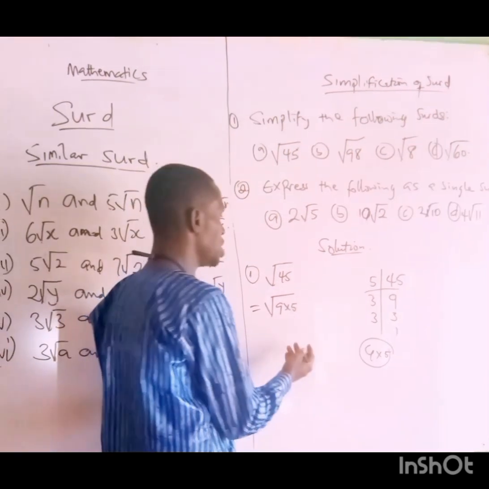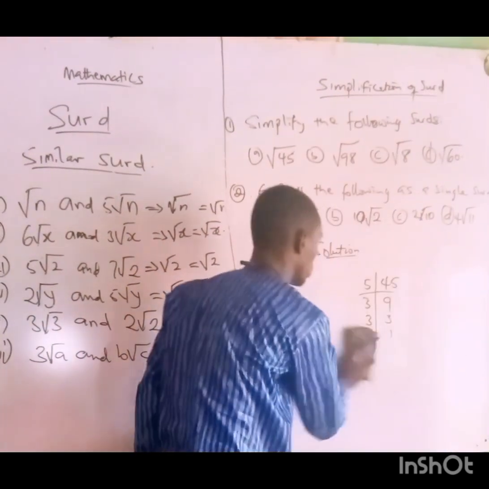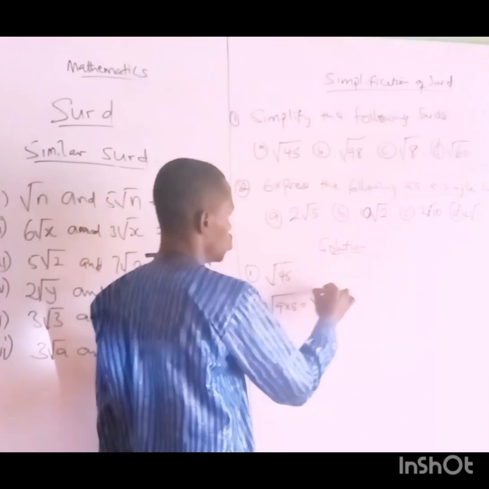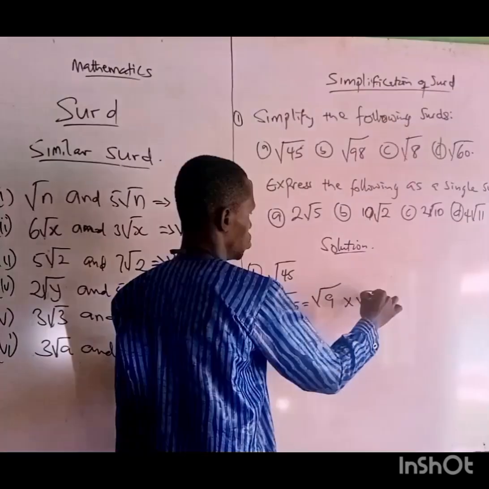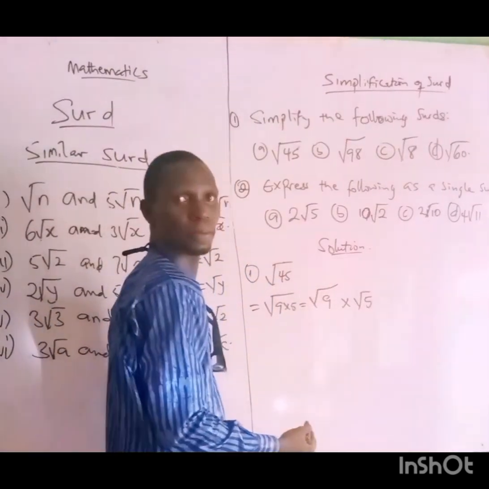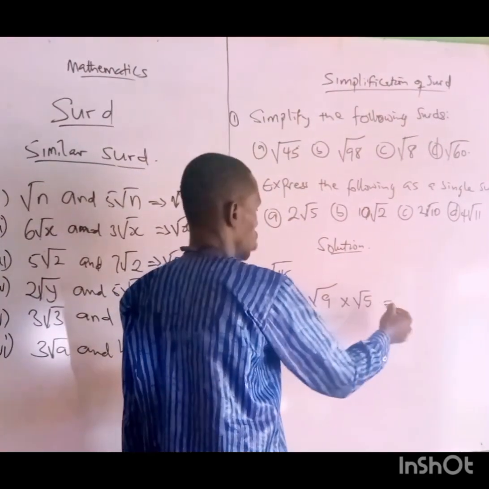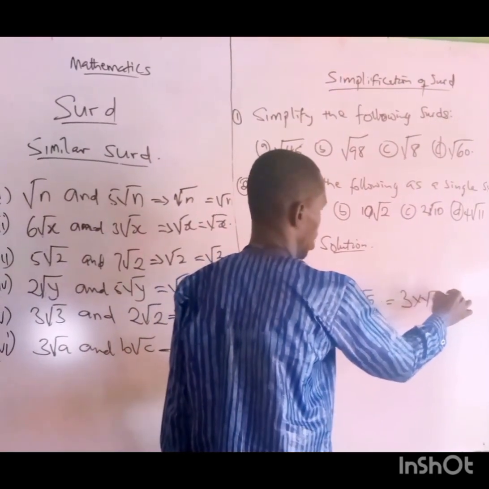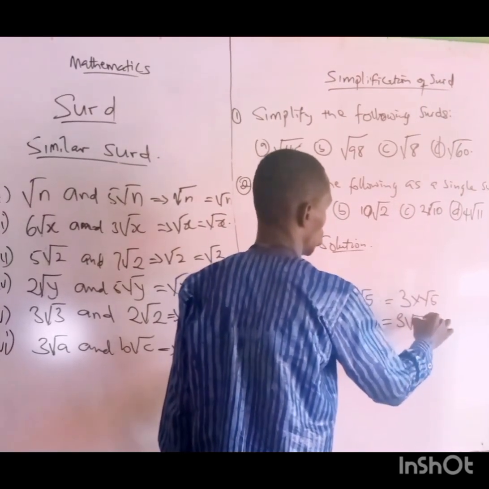And now we can split this to be root 9 times root 5. So what's the square root of 9? We know this will be 3, times root 5. So 3 times root 5 will give us 3 root 5.